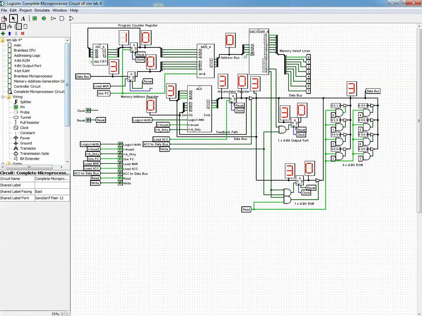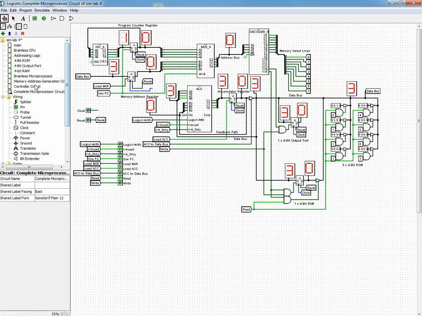So let's first of all reset the circuit. First of all, you know that this reset is called a tunnel. So this is a switch connected to this tunnel, which is a wire, and this wire is implicitly connected to all the resets in the circuit. So this reset, this reset, this reset.